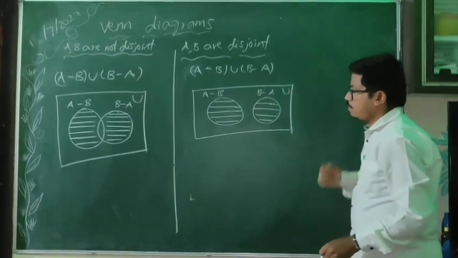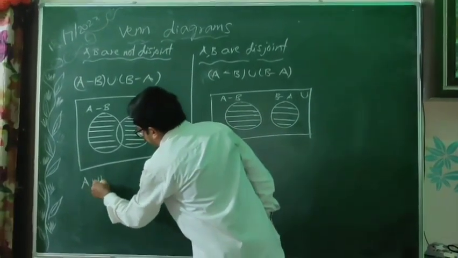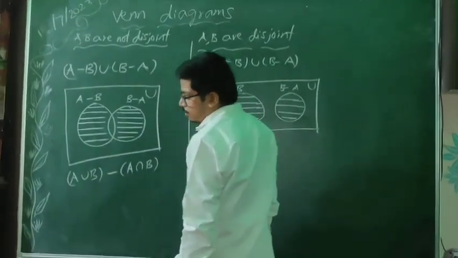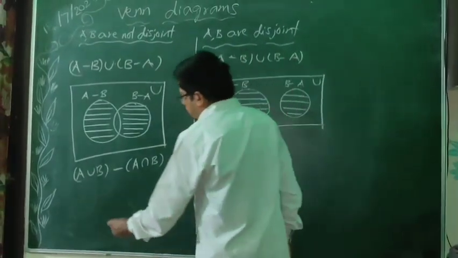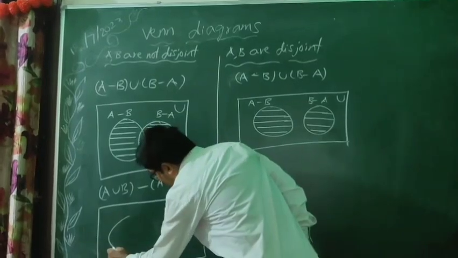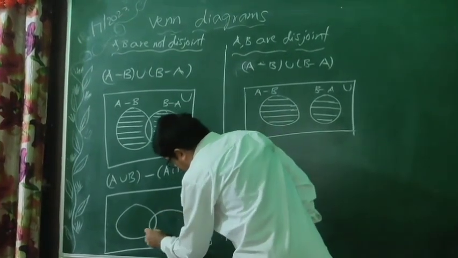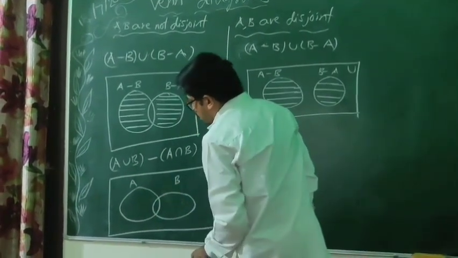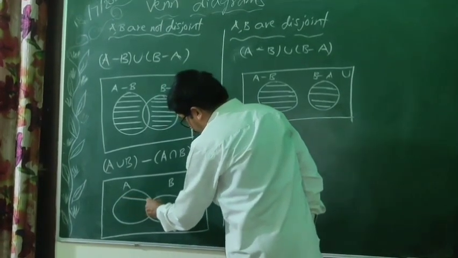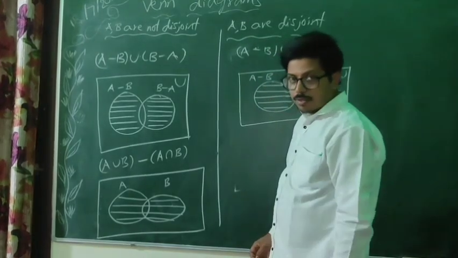So next, if I am asked to shade like this, A union B minus A intersection B, I am going to do this in the sets which are not disjoint, A, B. So here if you observe, A union B is shaded like this, and I have to remove A intersection B from this. How to do that?